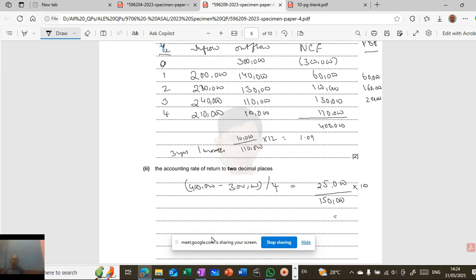So 4 lakh is the net inflow. Income is 4 lakh, expense is 3 lakhs. 4 lakh minus 3 lakhs is 1 lakh. So 1 lakh divided by 4 is the average profit, 25,000.